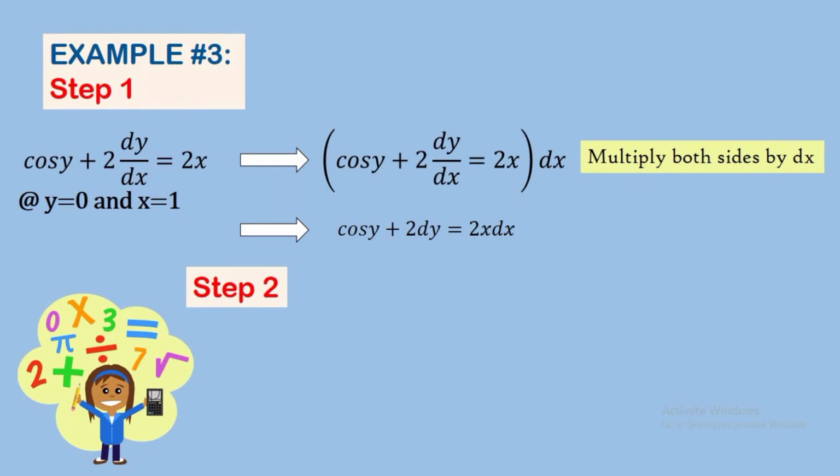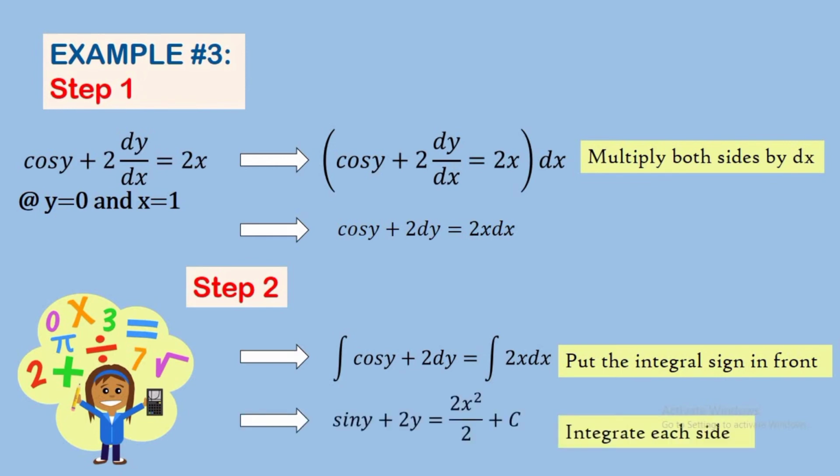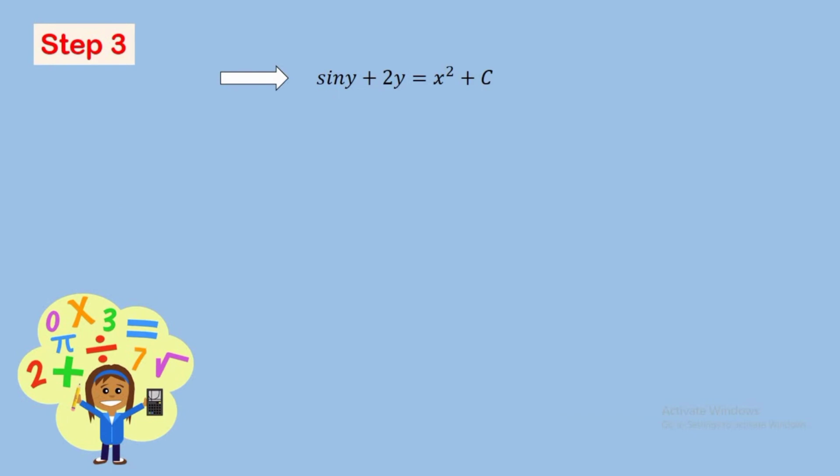So, we can proceed now to step 2. Put the integral sign in front. Ayan na. And then, integrate each side. So, integration of cosine y is sine y plus the integration of 2 dy. Ayan, 2y is equal to the integration of 2x. We have 2x squared over 2 and the constant plus c. So, the final form we have sine y plus 2y is equal to x squared plus c. So, yan yung general solution natin.